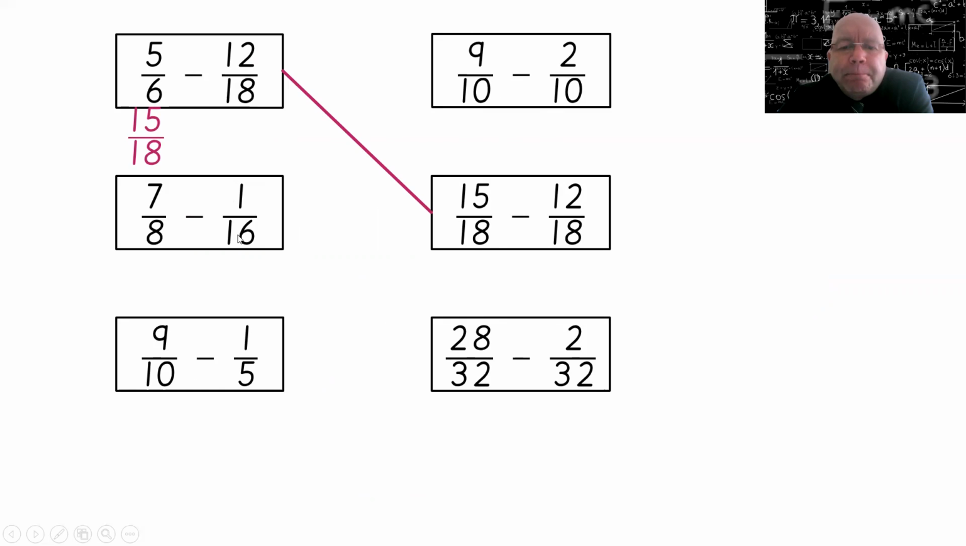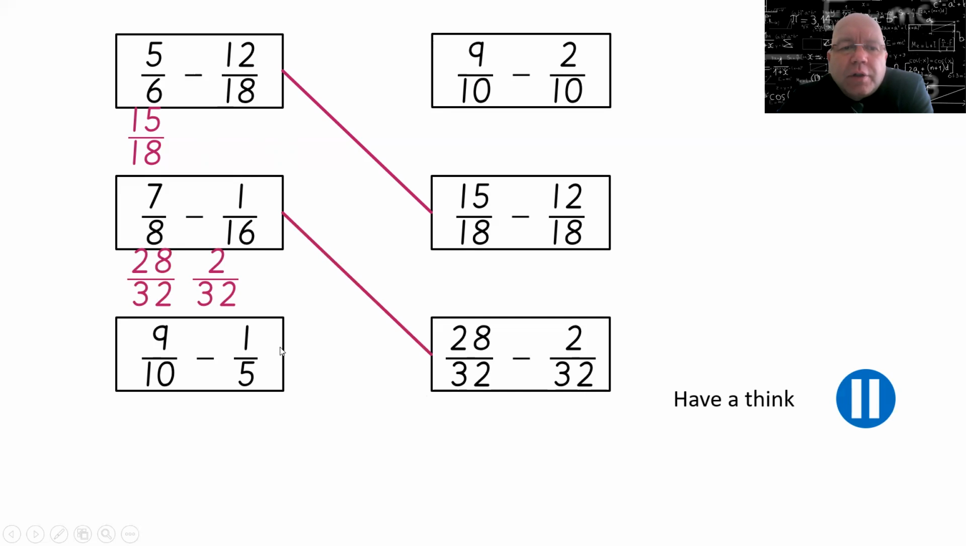What about our 7/8 and 1/16? Okay. Well, let's turn them into 32nds. So multiply by 4, we get 28 over 32. Multiply by 2, we get 2 over 32. And that matches this one at the bottom. So these should match, but let's just double check.